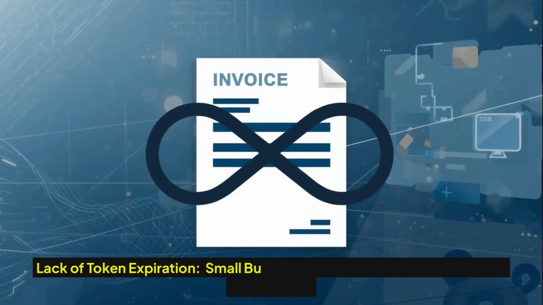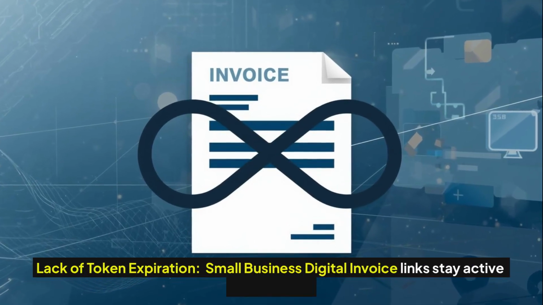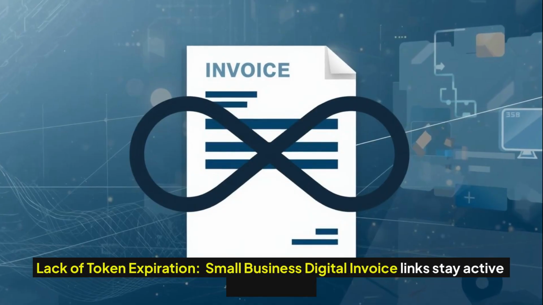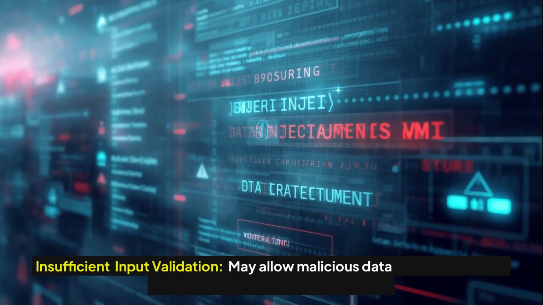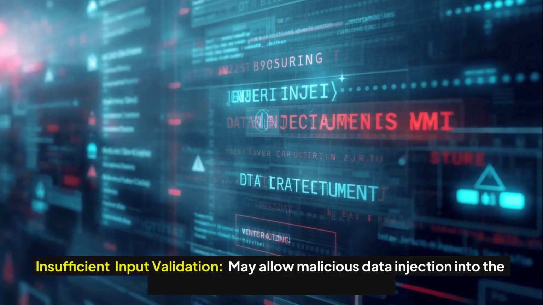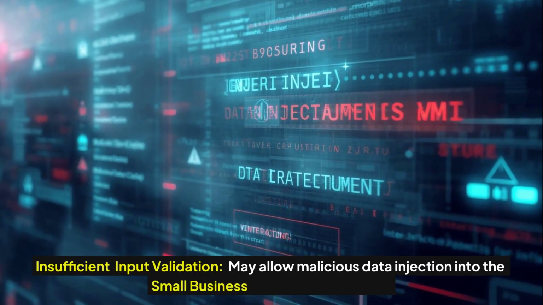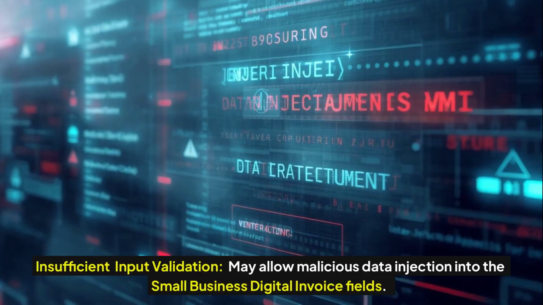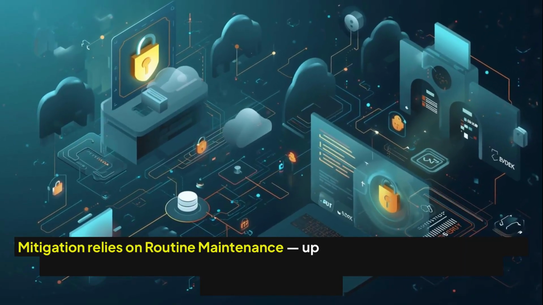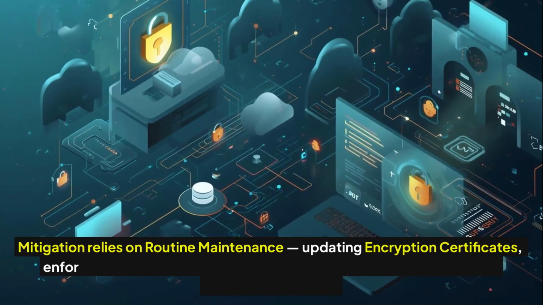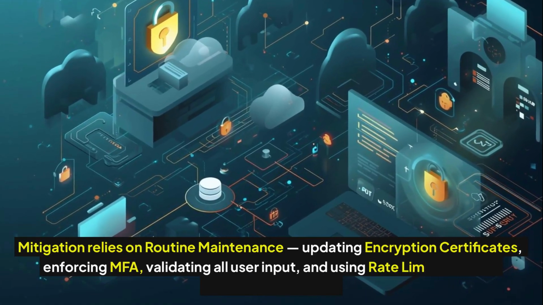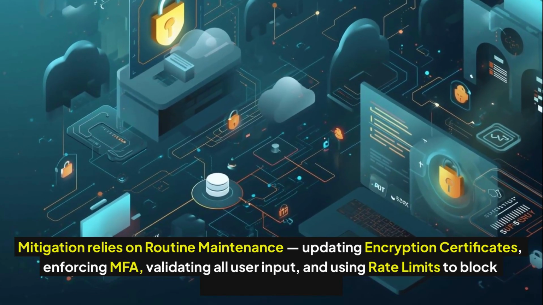Lack of token expiration. Small business digital invoice links stay active indefinitely. Insufficient input validation may allow malicious data injection into the Small Business Digital Invoice fields. Mitigation relies on routine maintenance, updating encryption certificates, enforcing MFA, validating all user input, and using rate limits to block automated attacks.